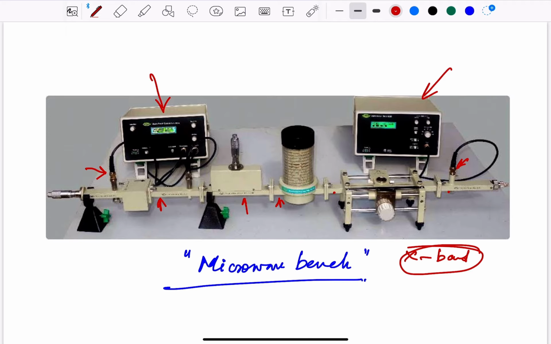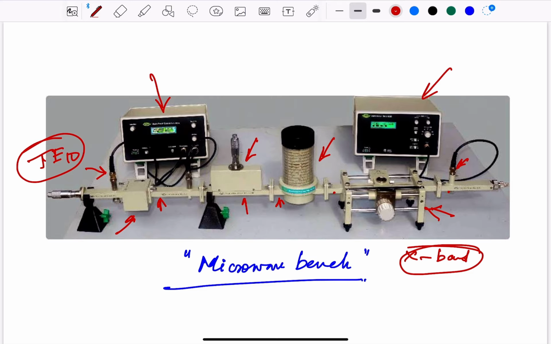waveguide. Basically, here you are exciting the TE10 mode. In between, you will find a number of components: this is the isolator, this is the attenuator, this is the frequency meter, and this is the slotted line.